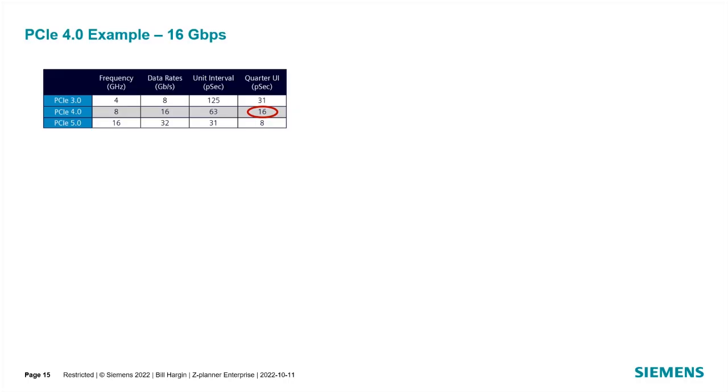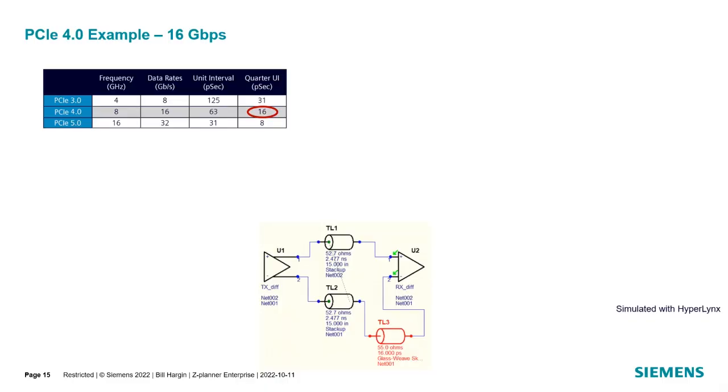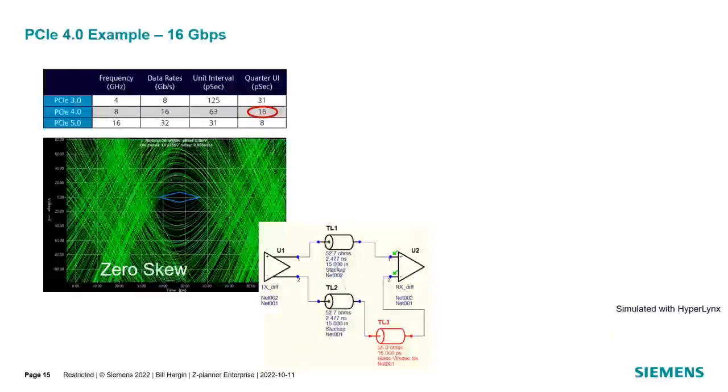Let's demonstrate this with PCI Express, for example, at 16 gigabits per second. As you can see from the slide, I'm showing three different PCI Express generations, PCI Express 3, 4, and 5. We'll concentrate on PCI Express 4 at 8 gigahertz or 16 gigabits per second with a quarter unit interval skew tolerance of 16 picoseconds. And I simulated this with Hyperlink's LineSim. I created just a basic differential example, 15 inches long. For one case, I had 0 skew, which is 0 picoseconds of skew. And then for the second case, I introduced 16 picoseconds of skew.